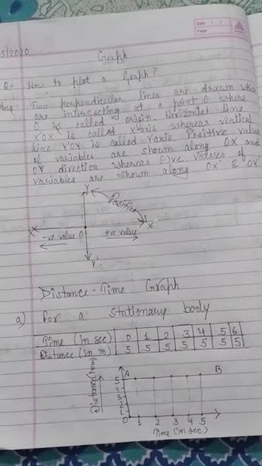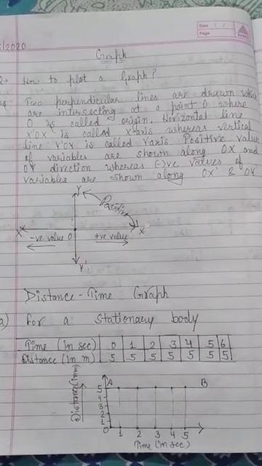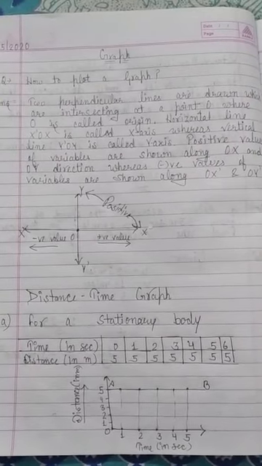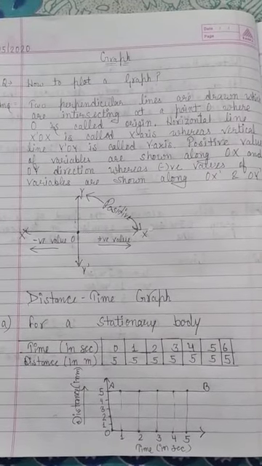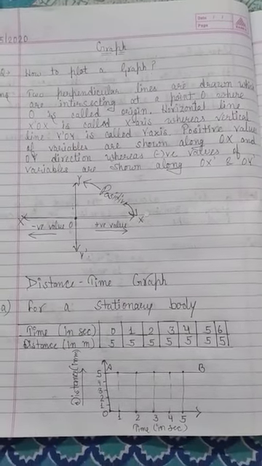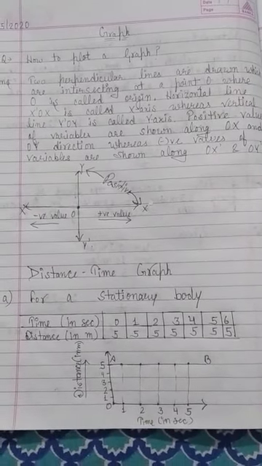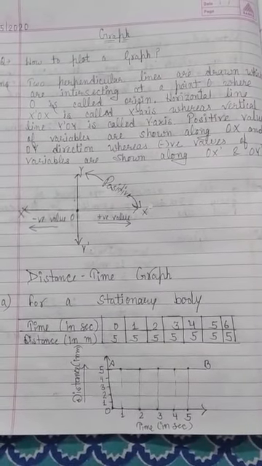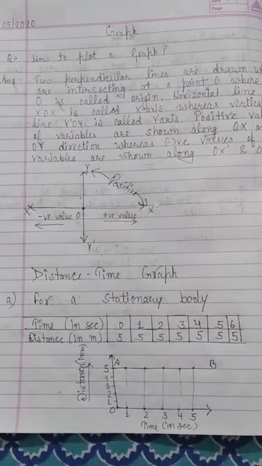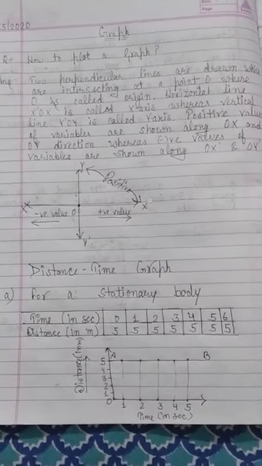For example, in this figure, we can see that x dash is the x-axis, while y dash is the y-axis. If we want to take positive values of x and y, we will take them on the right hand side above, and if we want to take the negative values, then on the left hand side of the origin. The center point is called the origin.